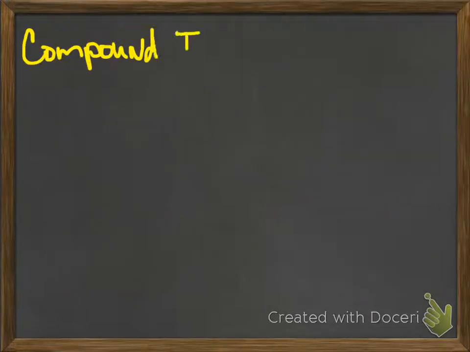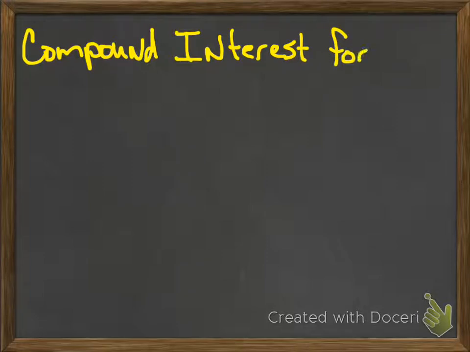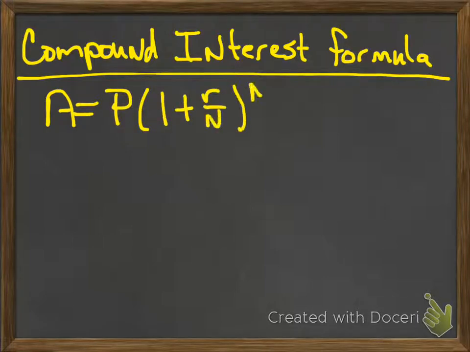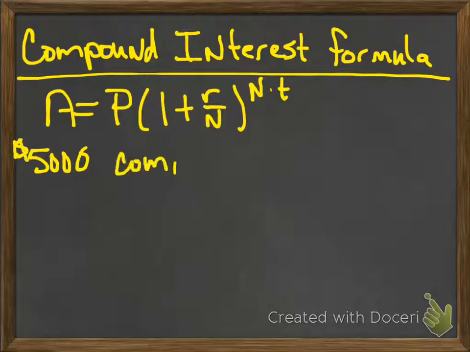Previously, you should have been exposed at some point to something called the compound interest formula. The compound interest formula states that the amount you get is equal to the principal times 1 plus r over n, raised to the n times t power. n is the number of times you compound, r is the interest rate, and t is the time in years.